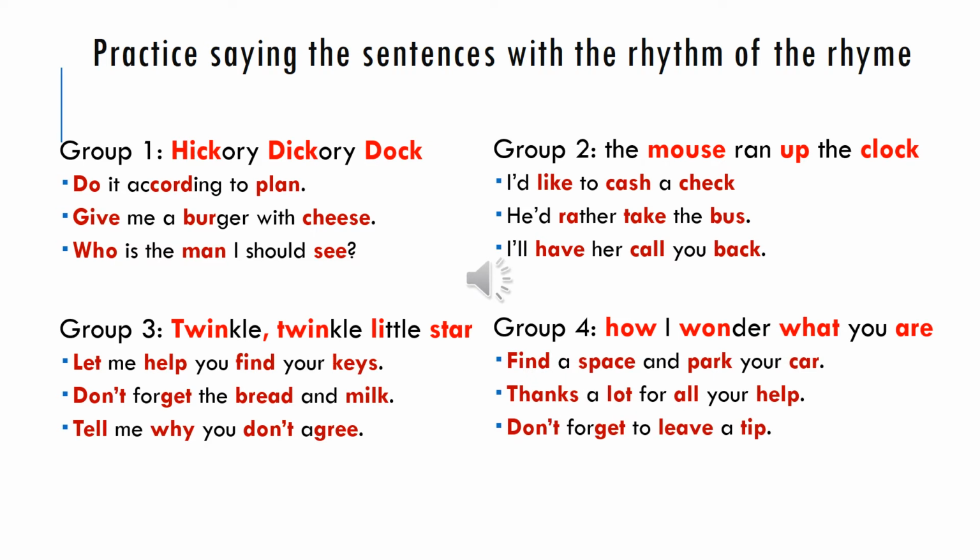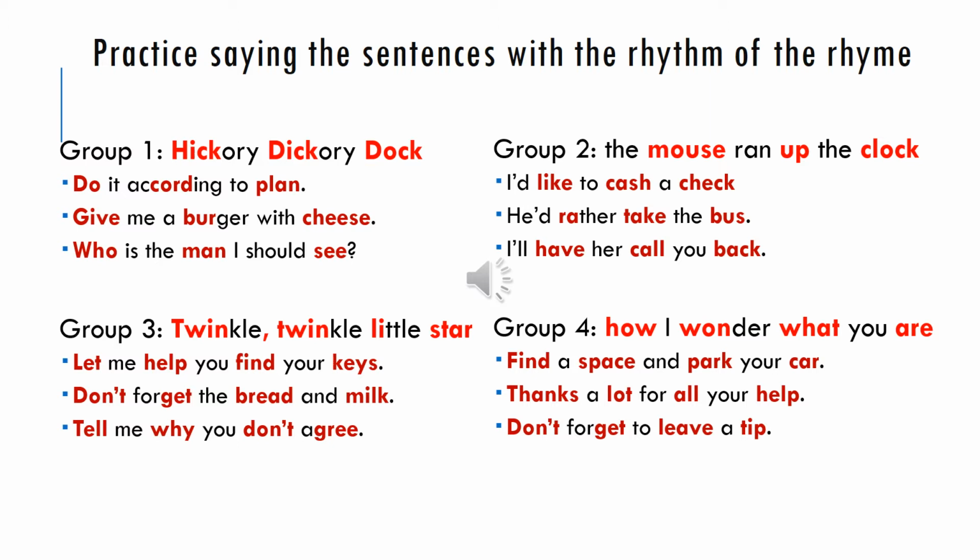Well, what we have here, chicos, are four groups or two typical nursery rhymes. The first one, you know it, is hickory dickory dock, the mouse ran up the clock. And the second one is the classic song or lullaby, twinkle twinkle little star, how I wonder what you are.